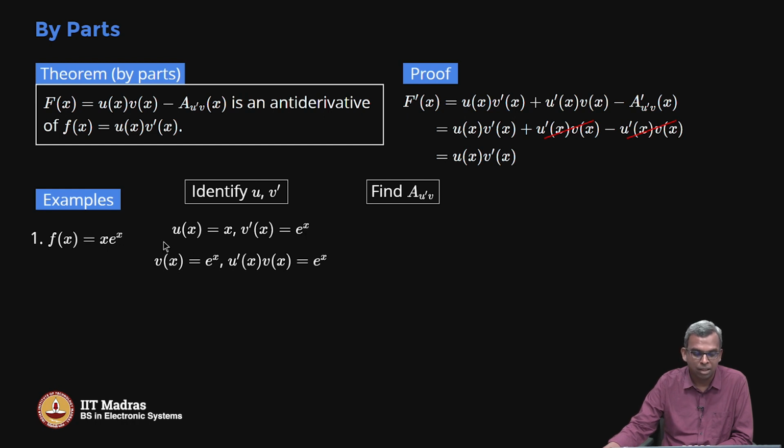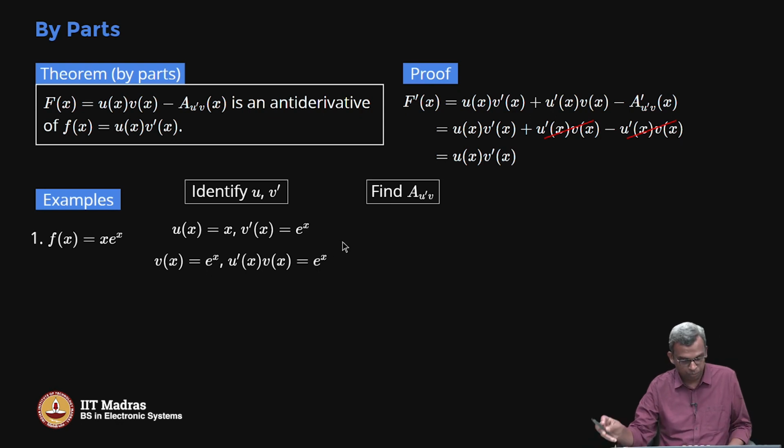The antiderivative of e power x is e power x itself. And what is u prime of x times v of x? It is just e power x itself. So if you had taken the other way around, you will see you won't get something like this, okay. Let me just show that to you.